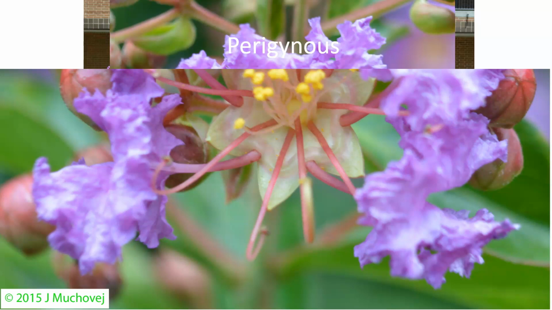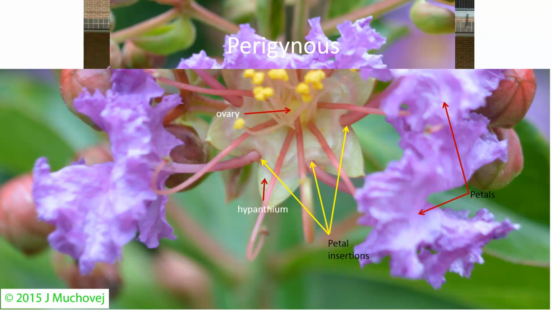Now, we're going to increase the size of the bottom part of this so that it fills up the entire screen. And what we can see again is the ovary is in the center of the flower, and the ovary is sitting on top of the hypanthium. We can also see in here where the petals are, and where the insertion of the petals is actually on top of the part of the hypanthium. So it's coming out of the hypanthium, so this is called a perigenous type flower.